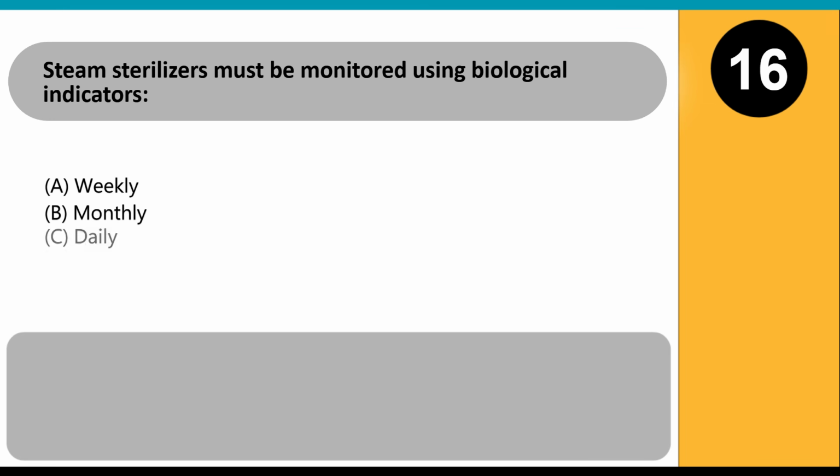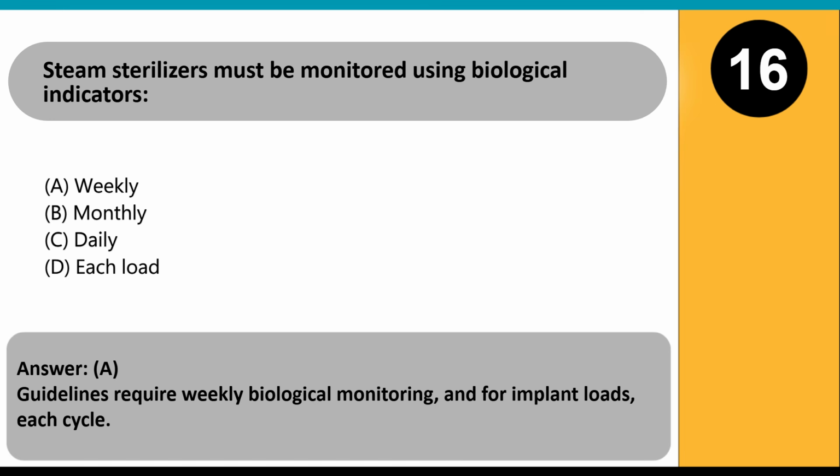Steam sterilizers must be monitored using biological indicators: A. Weekly. B. Monthly. C. Daily. D. Each load. Answer: A. Guidelines require weekly biological monitoring, and for implant loads, each cycle.